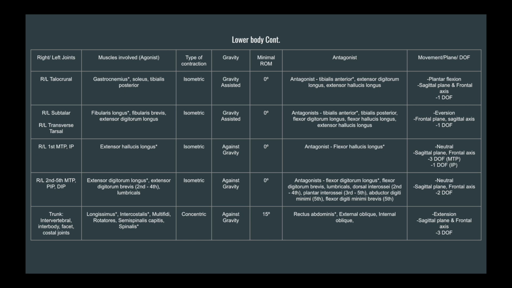And last is the trunk, which is the intervertebral, inner body, facet, and costal joints. These are all in extension, which is in the sagittal plane and frontal axis. The main agonist muscles involved are the longissimus, intercostalis, and the spinalis. The main antagonist muscle involved is the rectus abdominis.